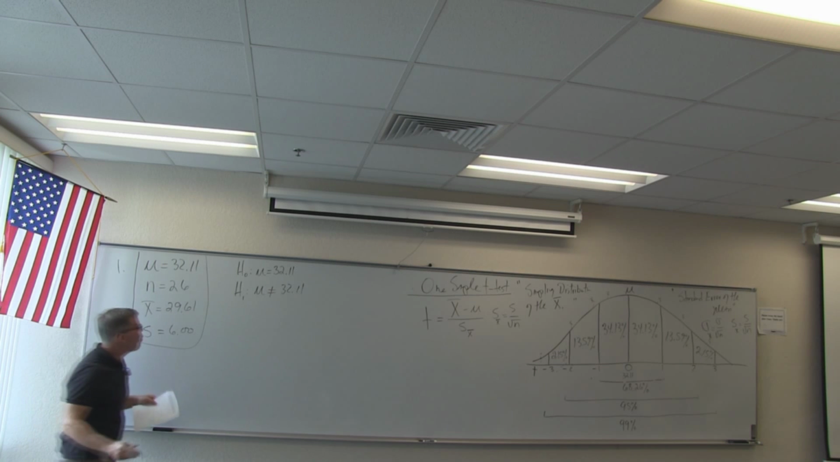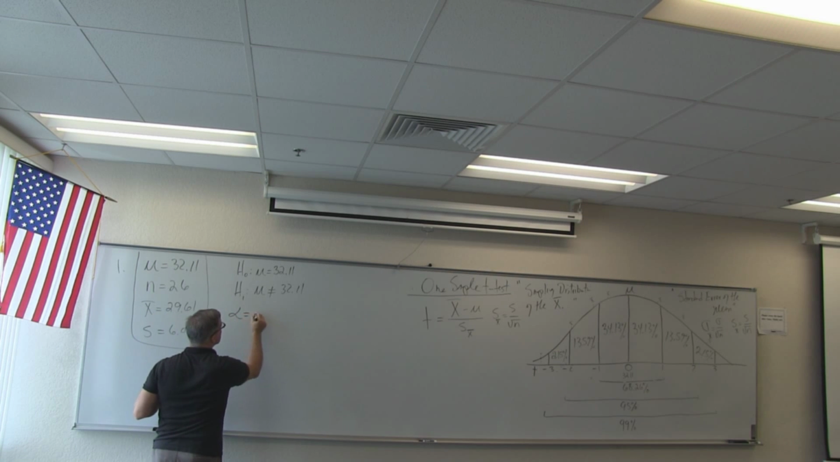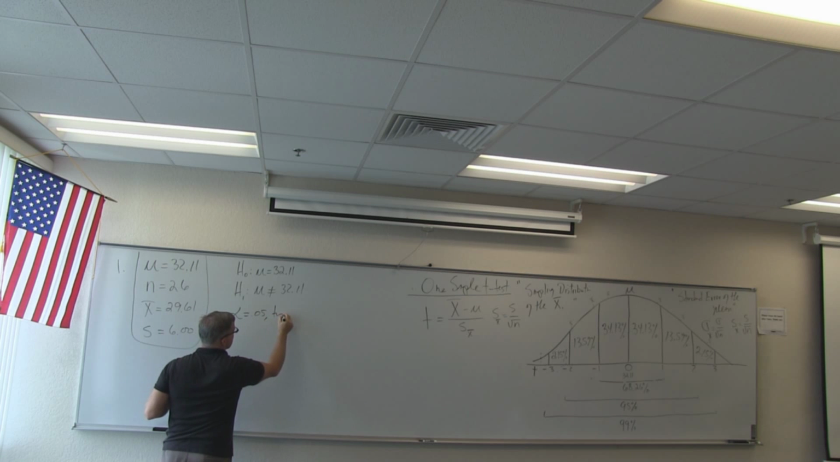This problem calls for an 0.05 alpha and a two-tailed test.